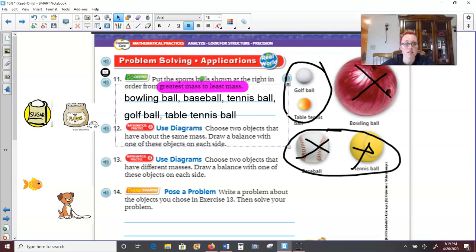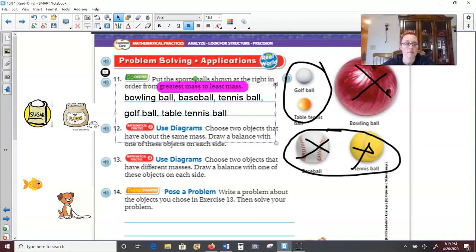So even though I don't have a scale, I can put those items in order of their mass from greatest to least, just from my own real world experiences with those items.